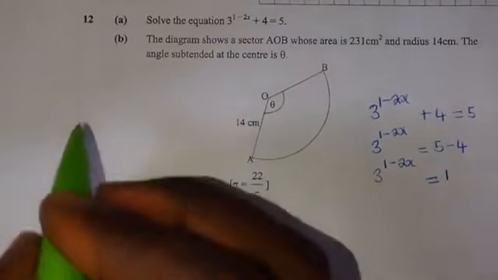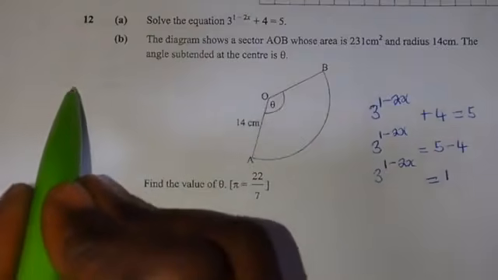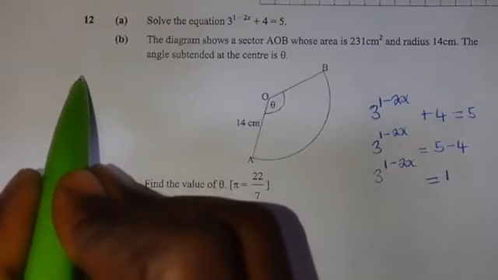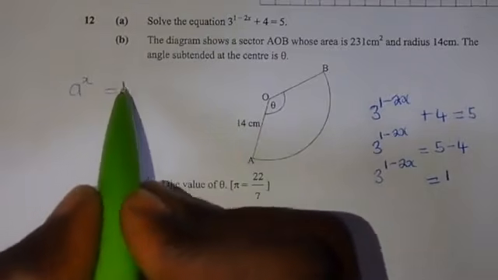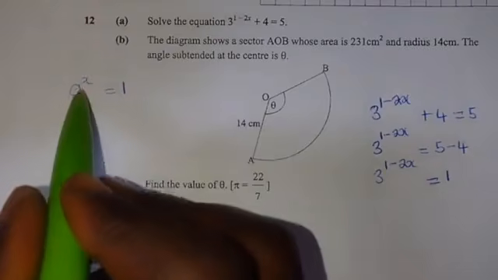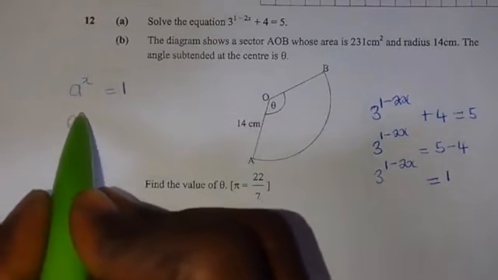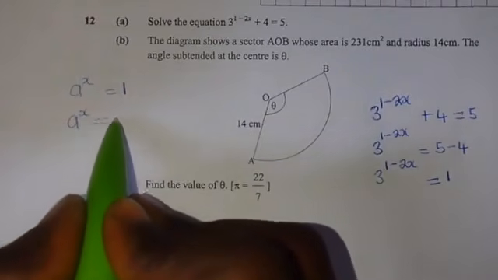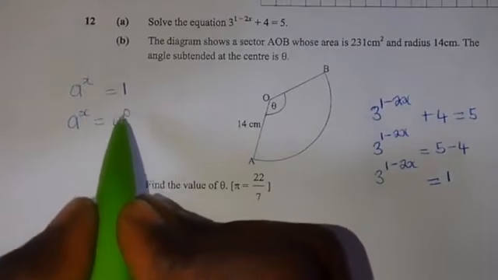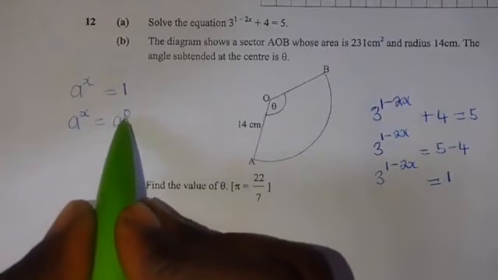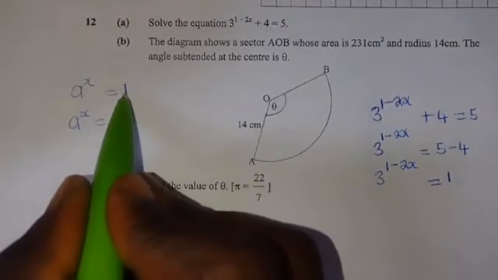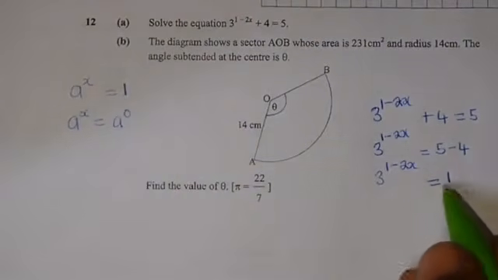So in order for us to do that, if you have something like a to the power x equal to 1, the way you can find the value of x is to write it as a to the power x equal to a to the power 0, so that this base and this base are the same. Because if you have a raised to the power of 0, that's when you're going to have a 1. So the same idea, we're going to apply it here.